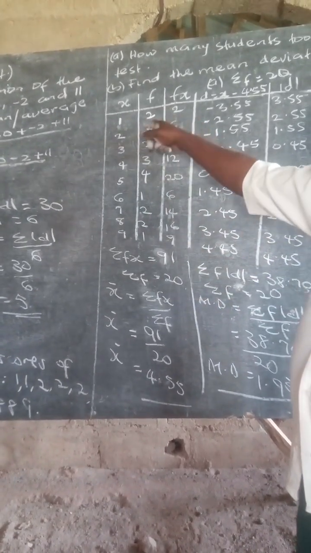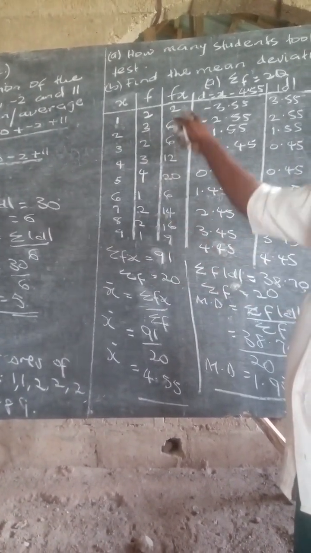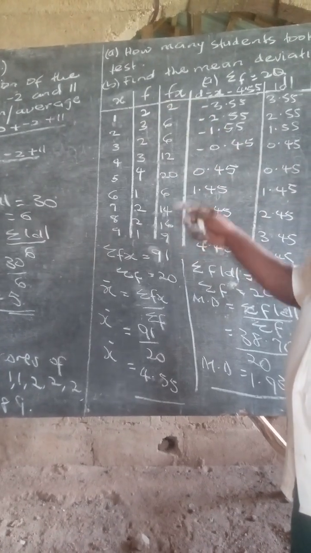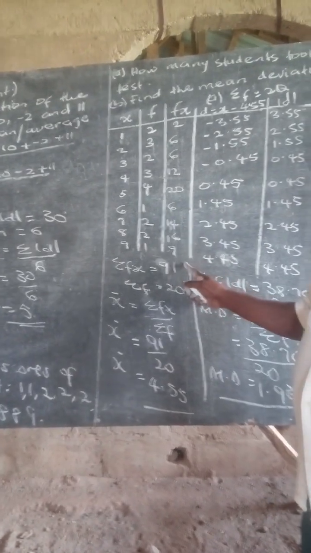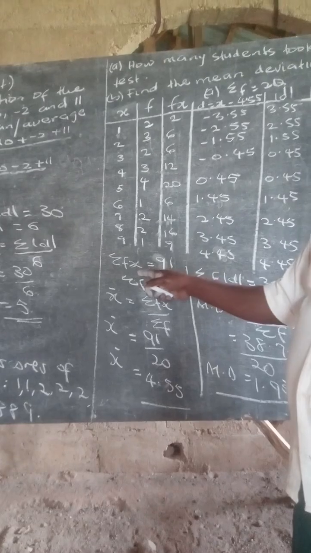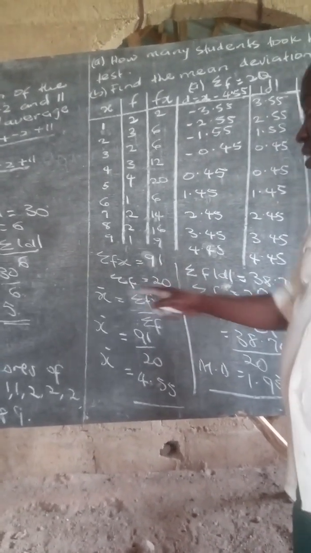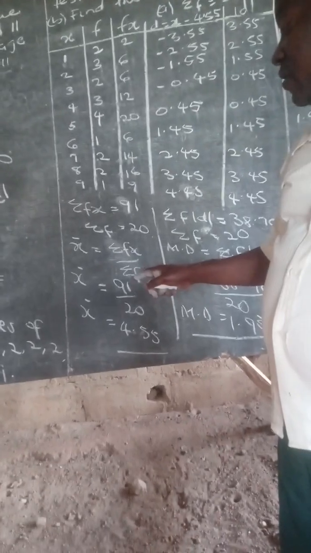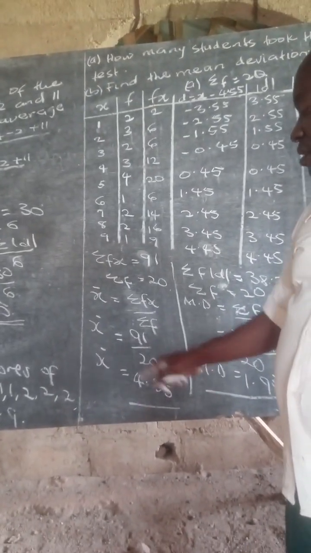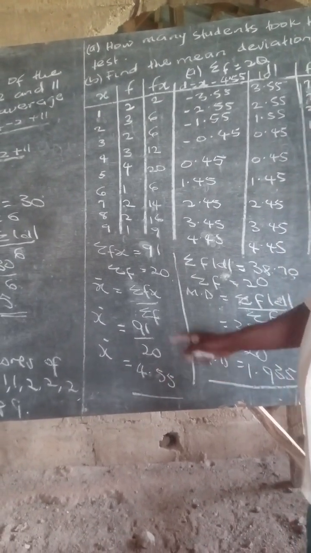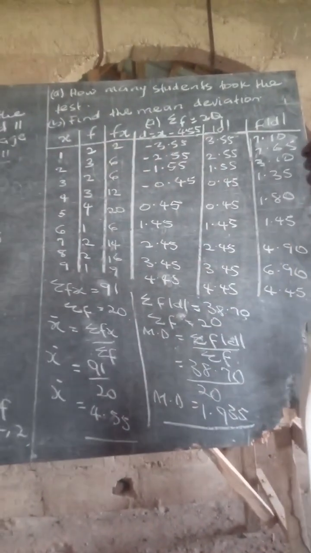So 1 times 2, 2. 2 times 3, 6. Then you add everything together, summation Fx. We'll be doing this for a very long time. Summation Fx is equal to 91. Summation F is equal to 20. Those are 20 participants in the test. So the mean is summation Fx all over summation F, which is equal to 91 divided by 20, which is equal to 4.55.